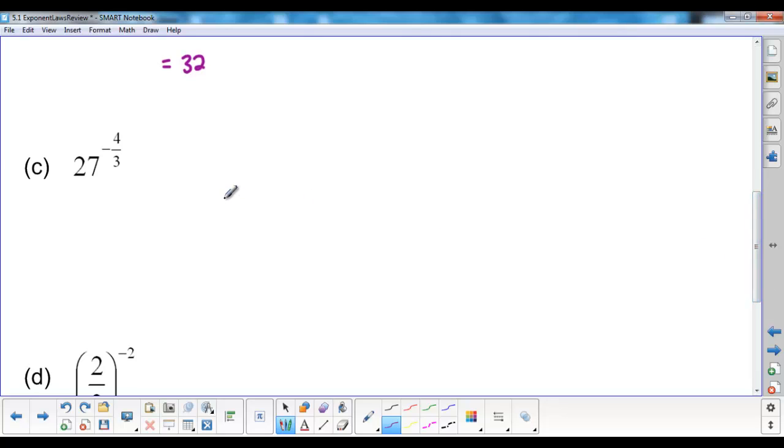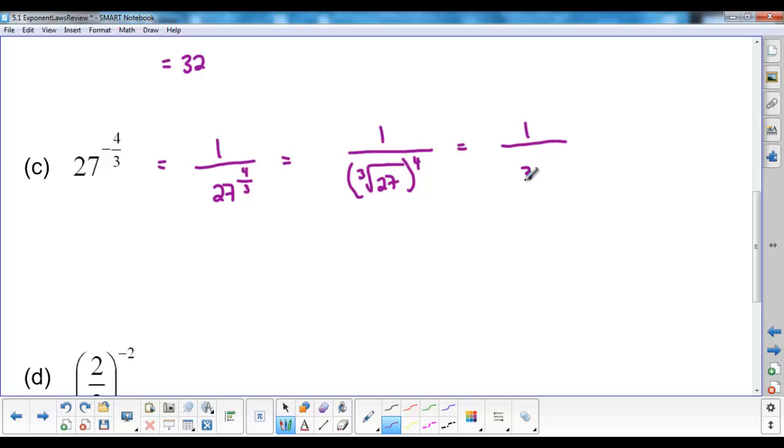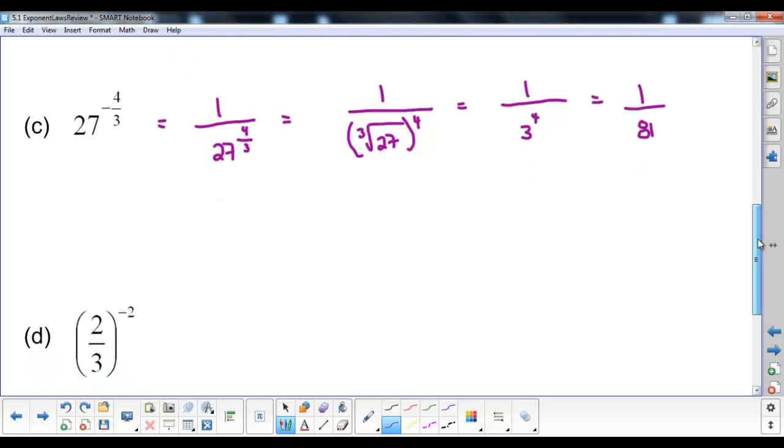Okay, so now we have 27 to the power of negative 4 over 3. So because I have a negative exponent, I'm going to take the reciprocal right away. So this will become 1 over 27 to the power of positive 4 over 3. And then I'm going to realize that because I have a fractional exponent, this becomes the 3rd root of 27. And then once we figure that out, we'll raise it to the power of 4. So I know that the 3rd root of 27 is 3. And then 3 to the power of 4 is 81. And so 1 over 81 would be our final answer.